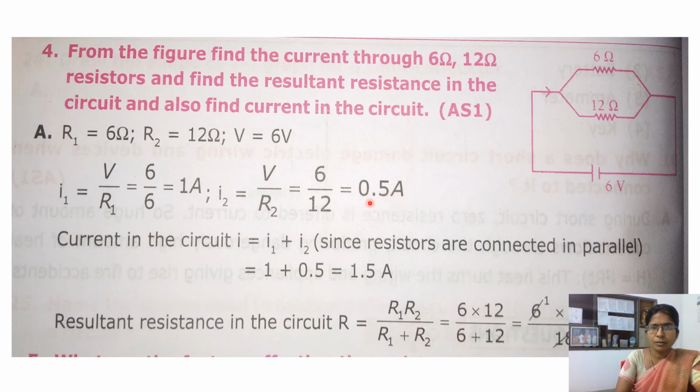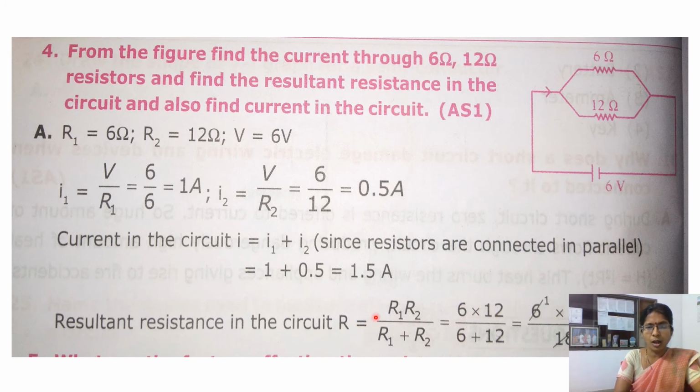Then you have to find out the current in the circuit, not individually, but in the whole circuit. So it is equal to I1 plus I2, that is 1 plus 0.5, which is equal to 1.5 amperes. So you are done with the second quantity, that is finding the current in the circuit. Now let's find out the resultant resistance in the circuit, that is the resultant resistance in parallel combination.